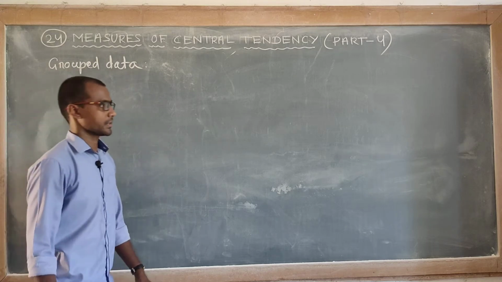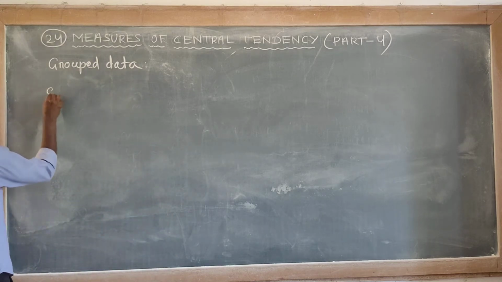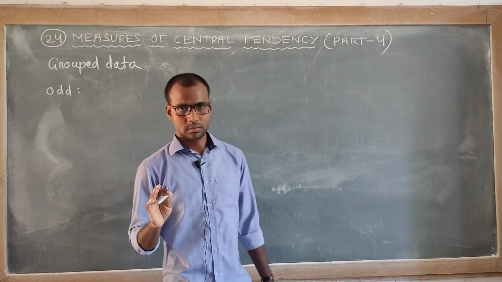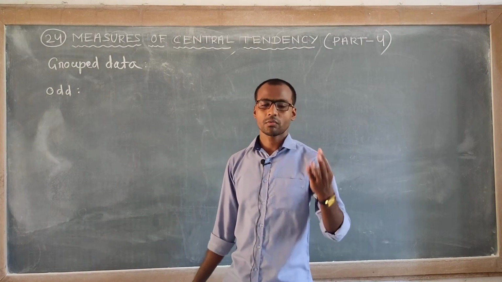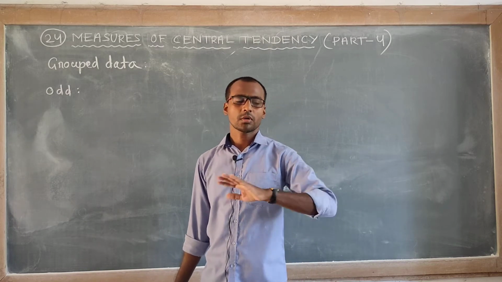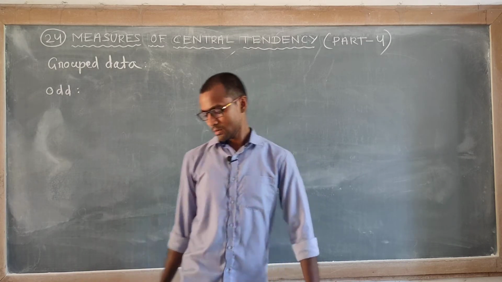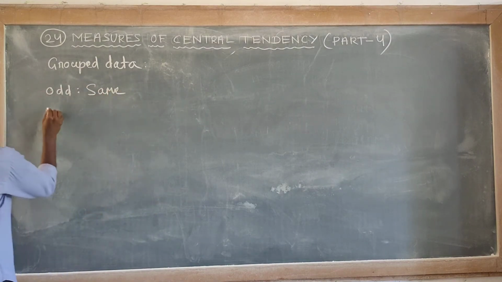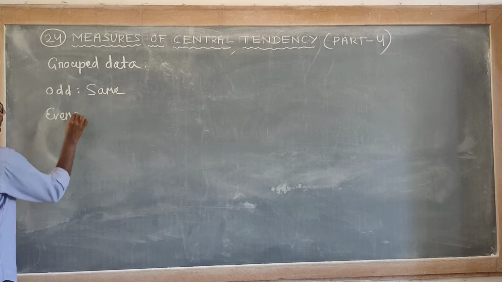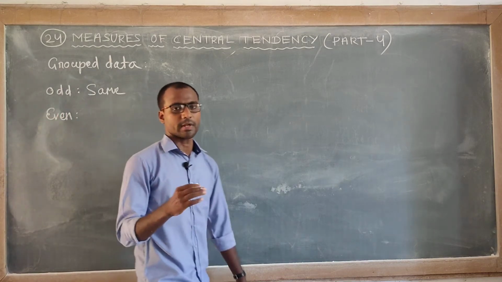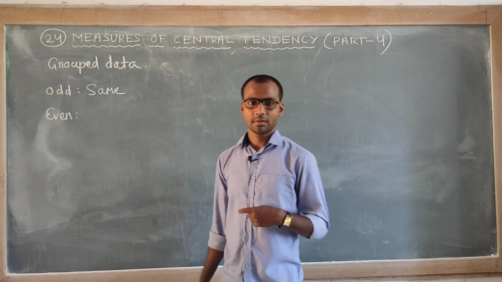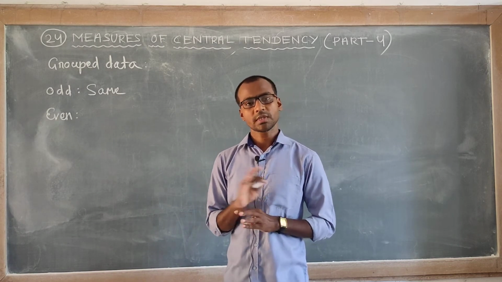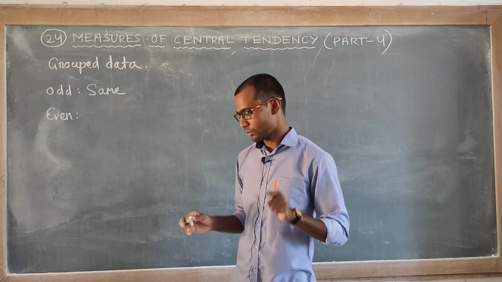First I will go for formulas. If the number of terms is odd, then all the formulas will be the same: lower quartile, upper quartile and median. If even, then the lower quartile formula will be the same as in the case of untabulated and ungrouped data. The upper quartile formula will also be the same, but the median formula will be different.